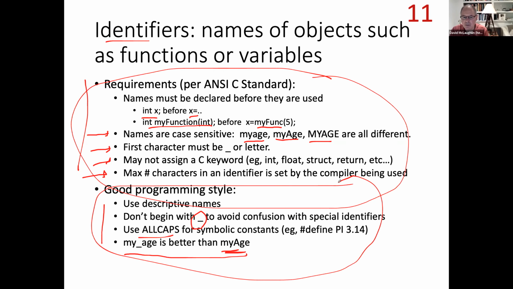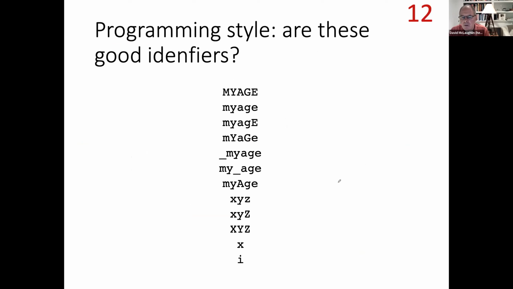So let's take a look at some examples. Suppose that I have a variable and I want to call it my age. Well, here are a lot of ways of writing my age. Are any of these good identifiers, first of all? It could be my age. To write my age is a perfectly good self-describing identifier. These are all different though.